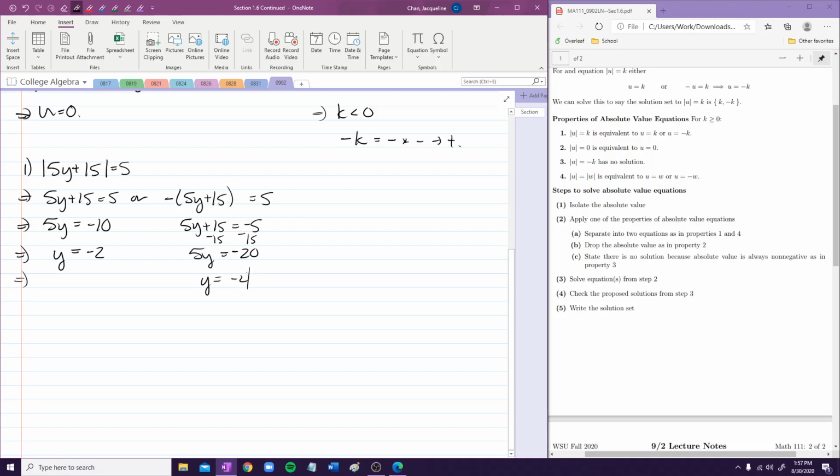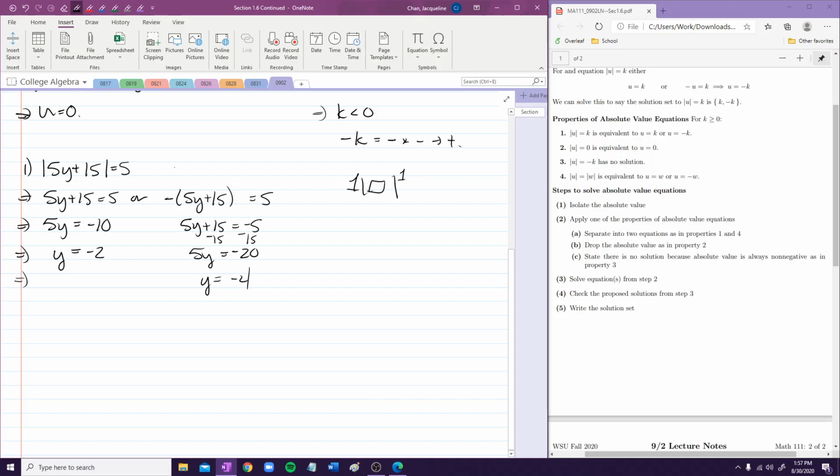I apologize. I realize I just skipped talking about the steps to solve an absolute value equation. So the first step was isolate the absolute value. When it means isolate the absolute value, we want it to have a power of 1, and we want it to have a coefficient of 1. In this case, we already did, so step 1 was done.